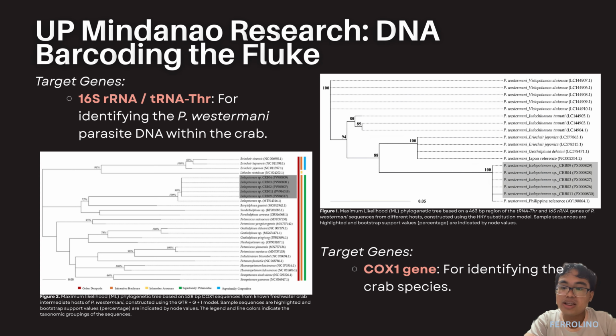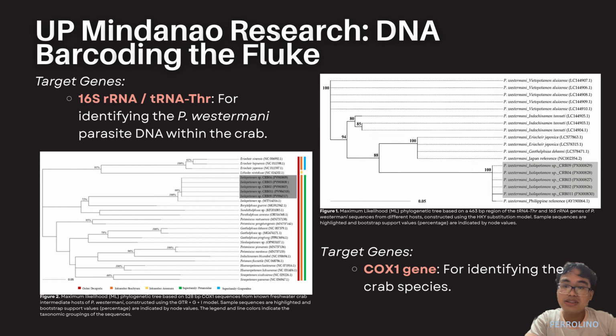Mitochondrial DNA is utilized in this context because it possesses a high copy number per cell compared to nuclear DNA, which enhances the sensitivity of detection when identifying small amounts of parasite DNA within a large volume of host tissue. Next is the host identification.